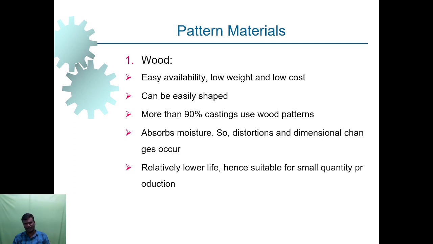Wood is easily available, low in weight and low in cost. It can be easily shaped. More than 90% of castings use wood patterns. But wood absorbs moisture, so distortion and dimensional changes occur. It has a relatively lower life, hence it is suitable for small quantity production.